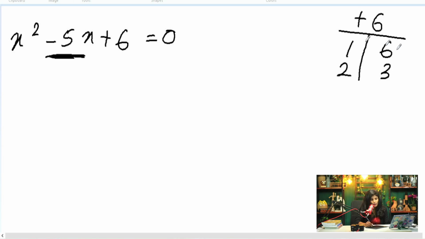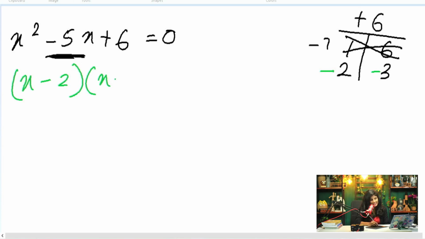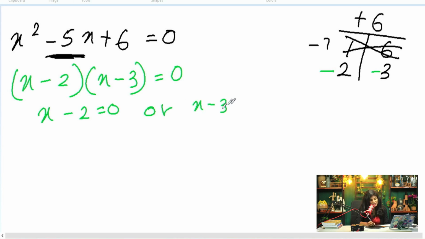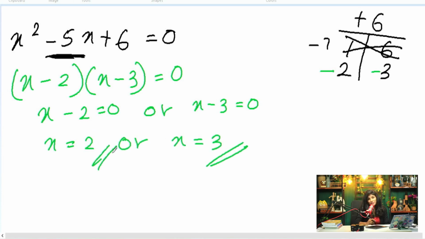If 1 and 6 are negative, then the answer is negative 7. No? So I can eliminate this one. Negative 3 and negative 2 add up to negative 5. Yes, now that is the answer. So the answer is x minus 2 and x minus 3 equals 0. So I can write x minus 2 equals 0 or x minus 3 equals 0. So x equals 2 or x equals 3. That's easy now because we have discussed these things in so many videos before. This is very easy now.